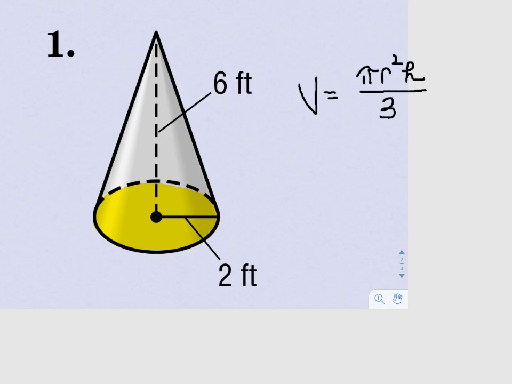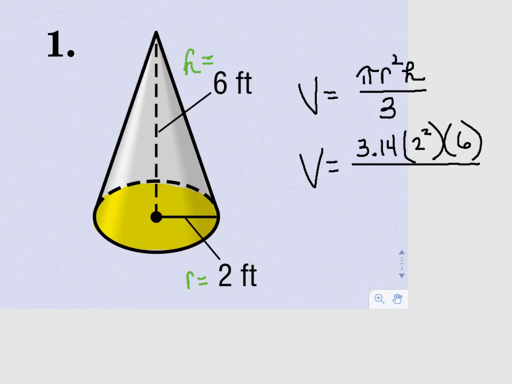All right, looking at our figure, let's go ahead and identify the radius will be 2, and the height of the cone will be 6. Okay, so let's go ahead and substitute into our formula. Volume equals pi would be 3.14 times radius squared, 2 squared, times the height, which is 6, and all that divided by 3.